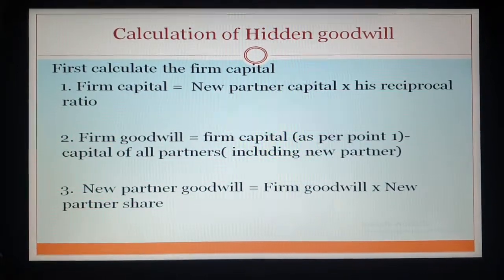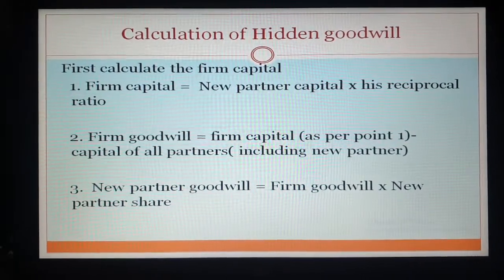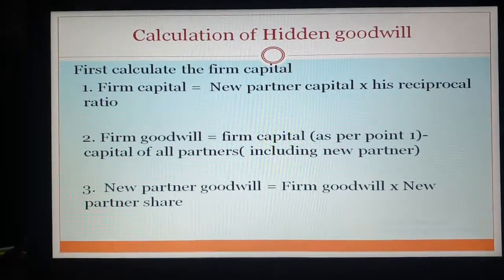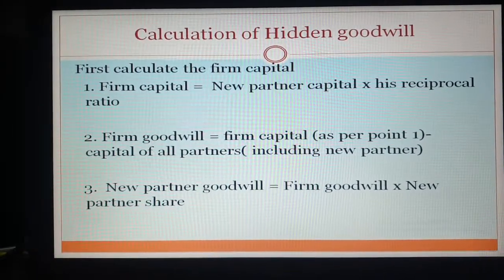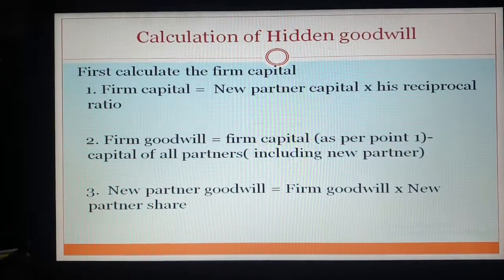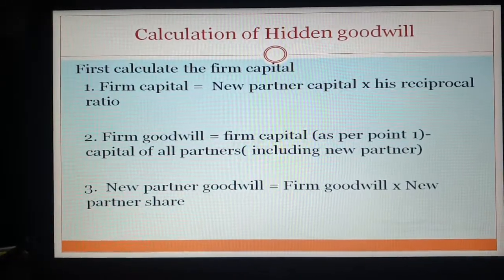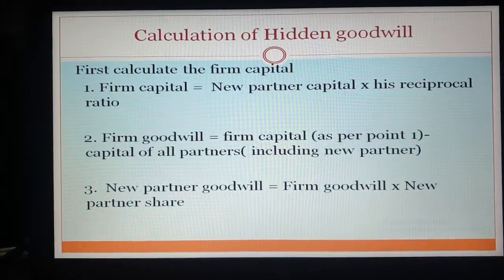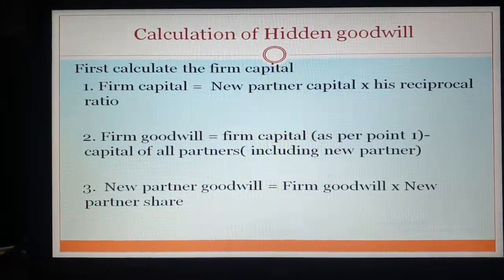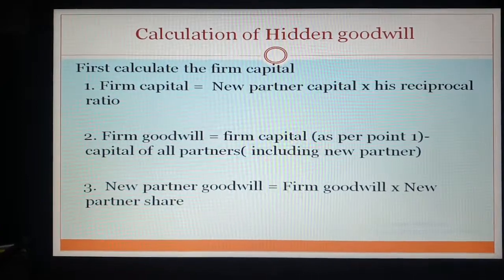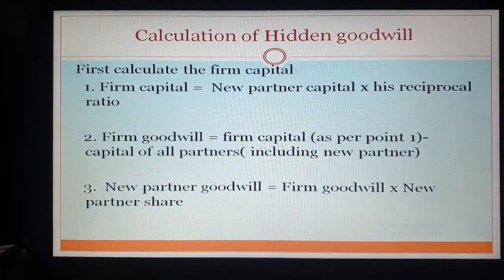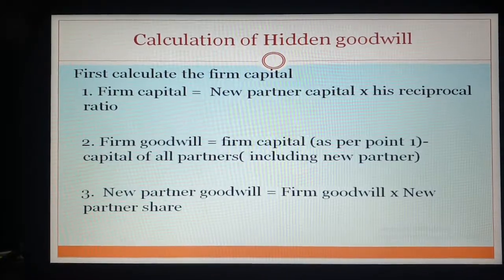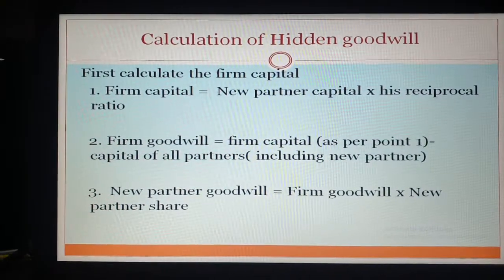In the second point, you have to calculate the firm goodwill. For this purpose, you need two things: the firm capital as well as the capital of all partners. The firm capital you calculate by point number one, and the capital of the partners is already given in the question. So out of the firm capital, you have to deduct the capital of all partners, including the new partner. This will be your firm goodwill, or we can say hidden goodwill.